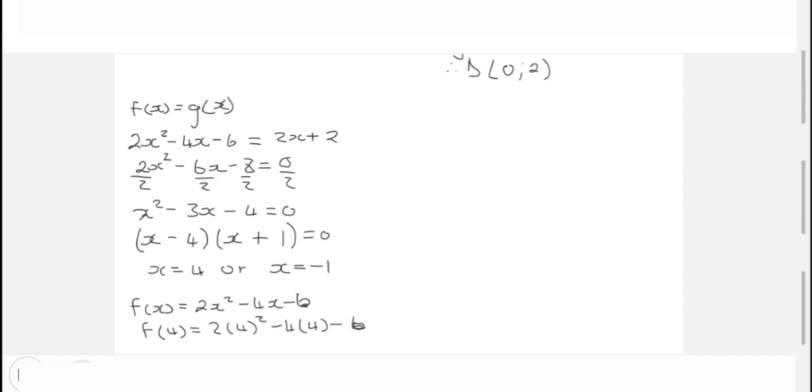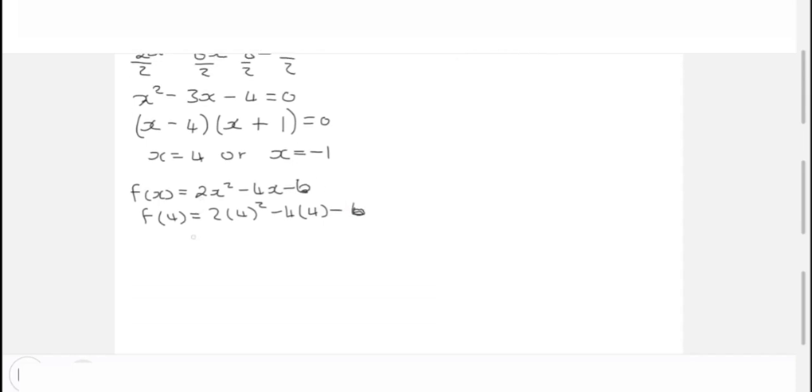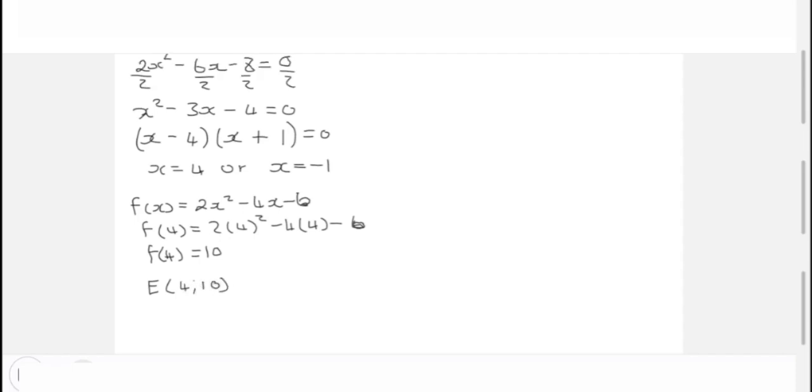Okay, why do I keep writing 6 like this? And then it's going to be equivalent to 10. And then now we know that point E is going to be 4 and 10, the coordinates of point E.